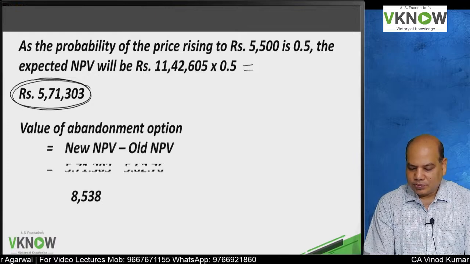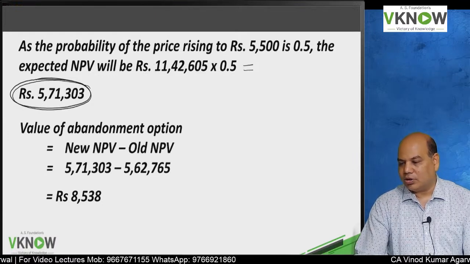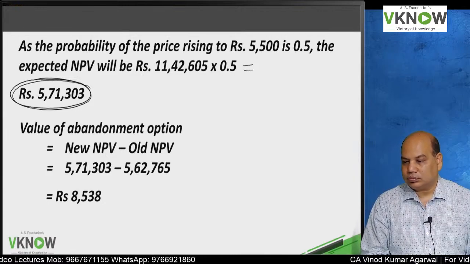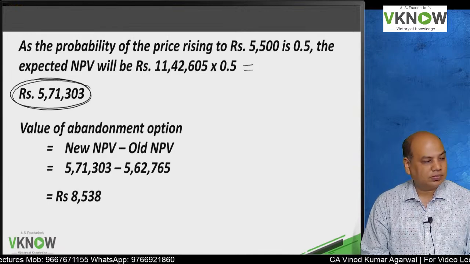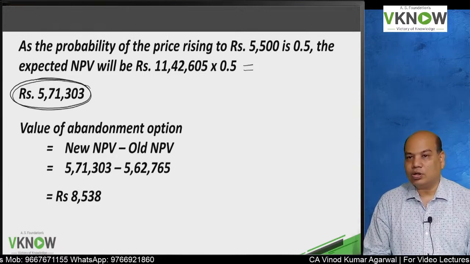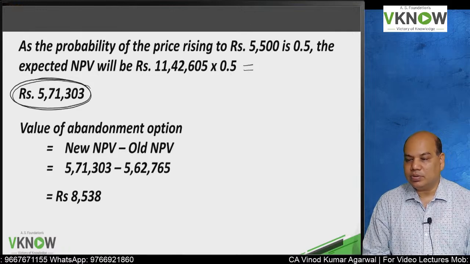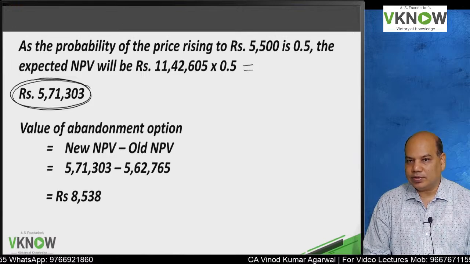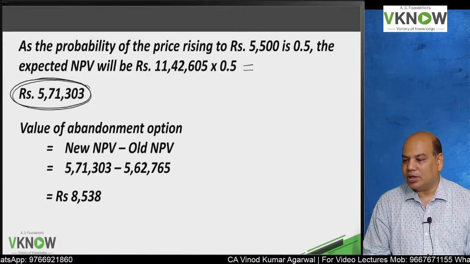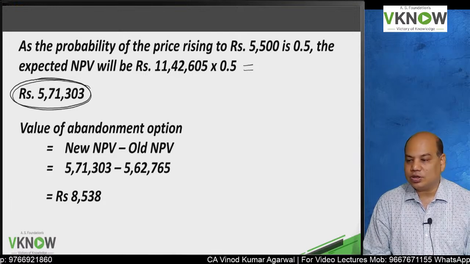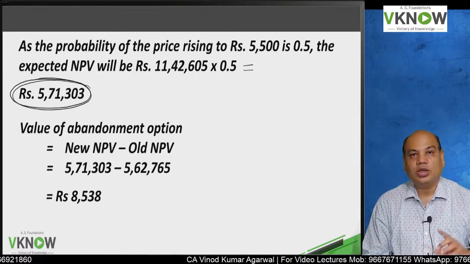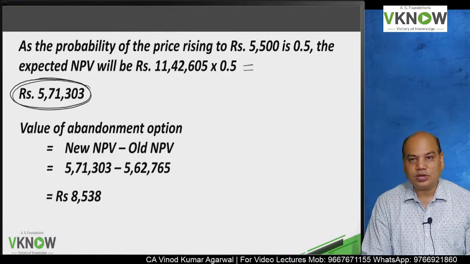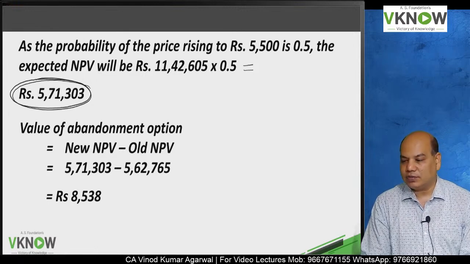And then the question is, what is the value of abandonment option? Write down below that value of abandonment option. Value of abandonment option will be new NPV minus old NPV. New NPV with abandonment option 571,303 on the screen in front of you. Old NPV, go to situation 2 answer. 562,765.